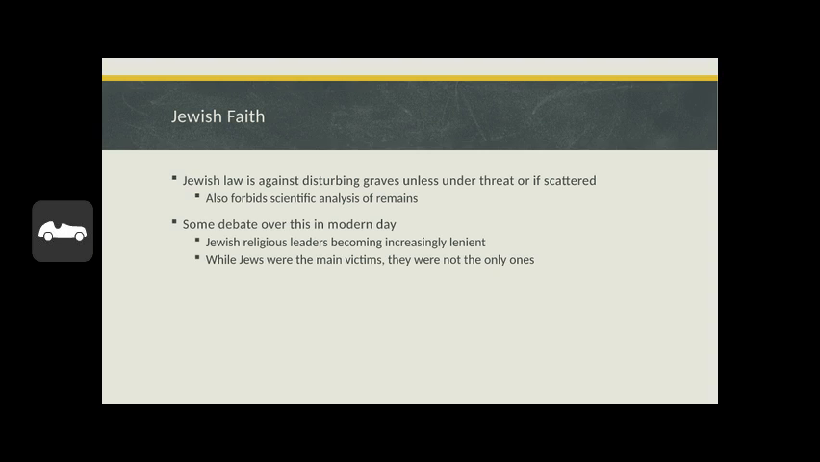Additional debate stems from the fact that while Jews were the main victims, they were not the only ones. Other targeted ethnic groups may be buried in these mass graves, and some feel they should not remain nameless and indecently buried.